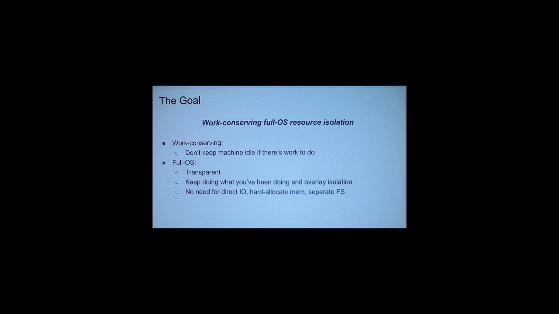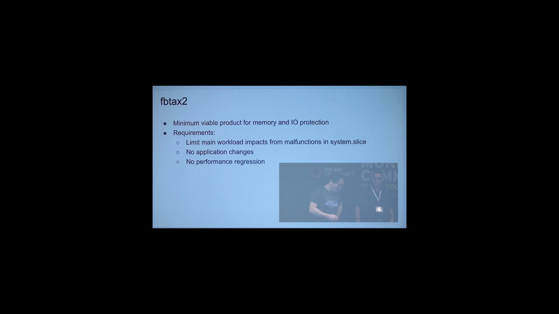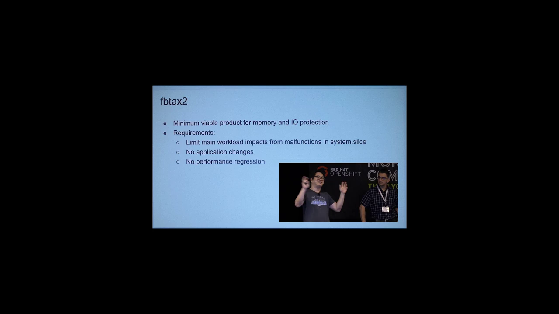Full OS means that it's gotta be transparent, right? We don't want to go into the production teams and ask them to put severe restrictions on their applications. We want them to be able to keep doing whatever they've been doing, and we want to layer resource isolation transparently on top. So that's our goal. If you think about that, it kind of sounds simple, right? If you have control groups, which says that you can categorize workloads and distribute resources, it should be easy.